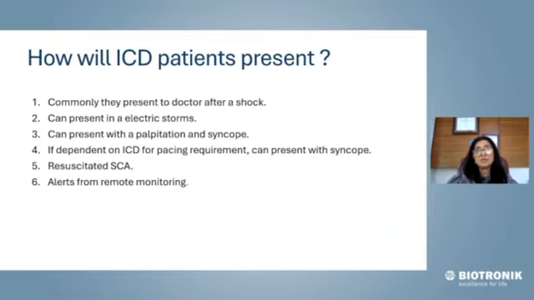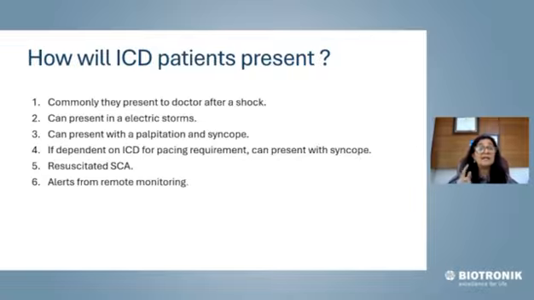Thus, how will these patients present? They will either come to you with a single shock, they can come with electrical storms, they can come with syncope. If the patient is dependent on ICD, even for pacing, they can again come with syncope, a resuscitated SCA, or alerts from remote monitoring. So what do you tell your patient after you give an ICD and discharge him? You tell him that if you receive a single shock, don't panic. You can come for a routine follow-up, or you can come in a week's time.